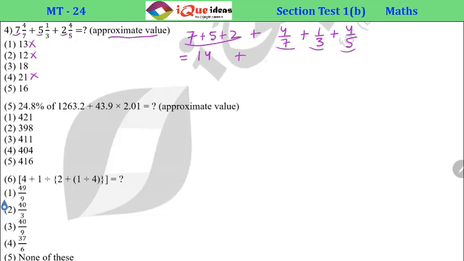Let's check these three values. Let's take LCM. 7, 3 and 5. LCM will be, rather than taking LCM, let's take the decimal values. Now we know that 1 by 7 is 0.14. We have done it in percentages. So 4 by 7 will be 0.56.